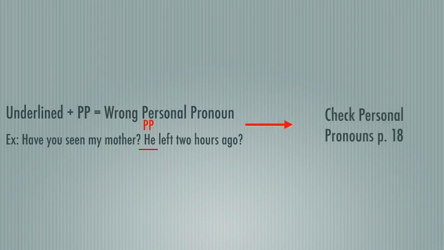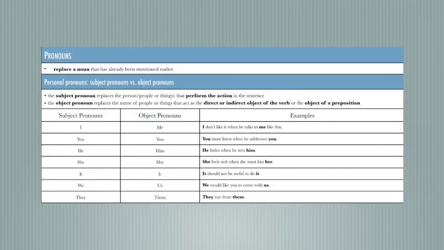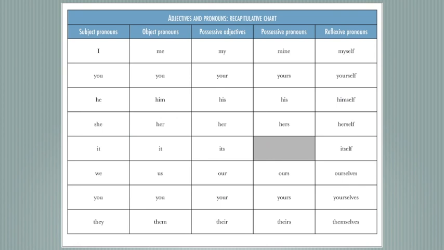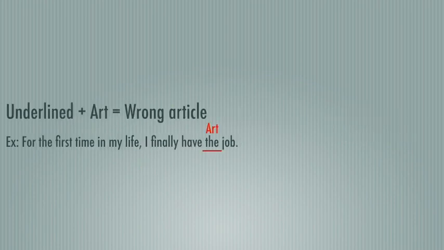He left 2 hours ago. There's a problem there. So once again, check page 18. But this time you're gonna go on top of the page. So depending on if your pronoun is the subject or the object of your sentence. And as usual, you can always use page 20. Then you have, so in this context, obviously you're talking about your mother, so it's she.